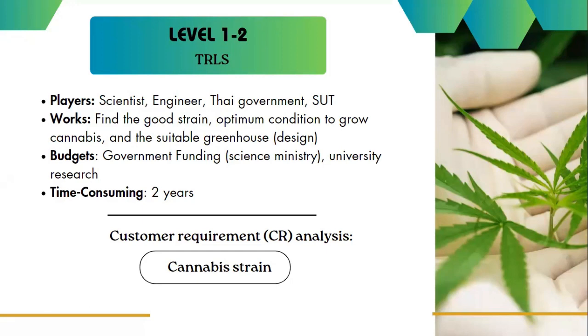For levels 1 and 2 of the TRL levels, the key players are scientists, engineers, the Thai government, and SUT. We work on finding a good strain, the optimum conditions to grow cannabis, and suitable greenhouse designs, with budgets from government funding on university research, within 2 years. For this level, we did the customer requirement analysis on the cannabis strains.